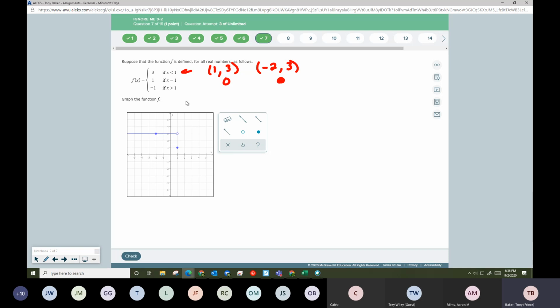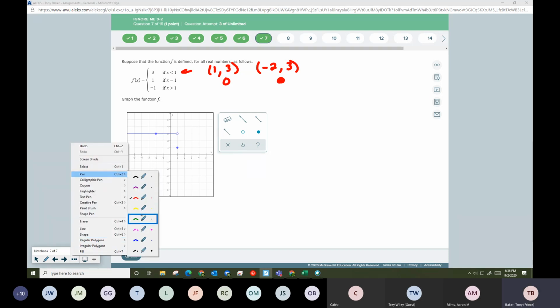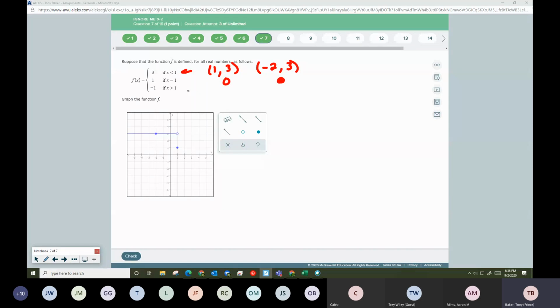And then my final one, I'm going to do the exact same concept. I'm going to make 2 points. So the first point I'm going to use is 1, -1. And then I just got to pick another point that will work, and that's going to be an open dot because it's not equal to. And let's do 3 and -1. And that'll be a closed dot because it's not one of my endpoints.